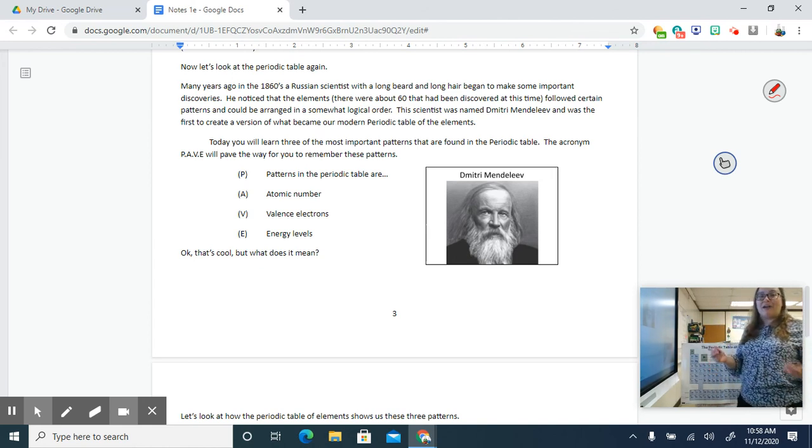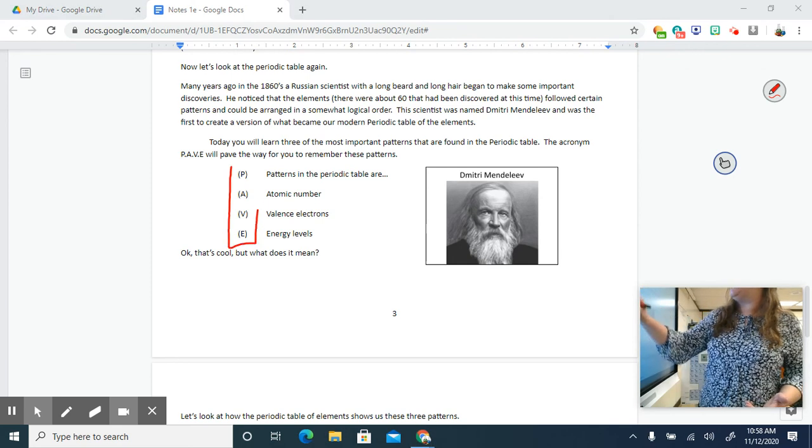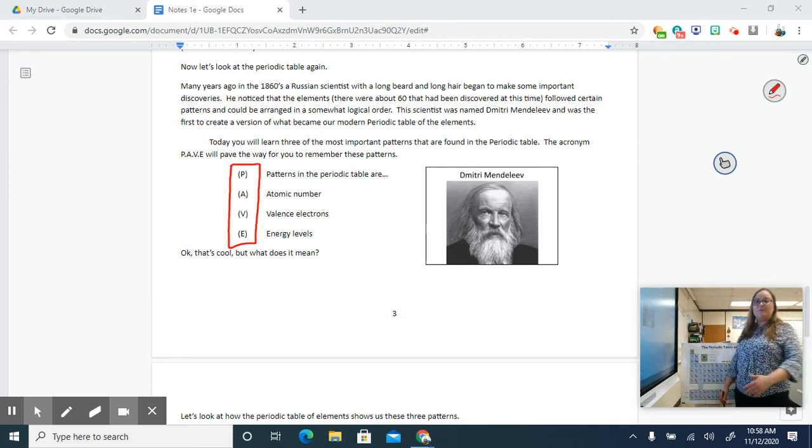So there is an acronym to help you remember that, and that's PAVE. Now, the P in PAVE just stands for patterns. So the P isn't supposed to help you remember anything except for the fact that, oh yeah, this acronym is telling me the patterns of the periodic table. So what are the patterns of the periodic table? Well, the first one is atomic number. All right, well, what's that pattern?